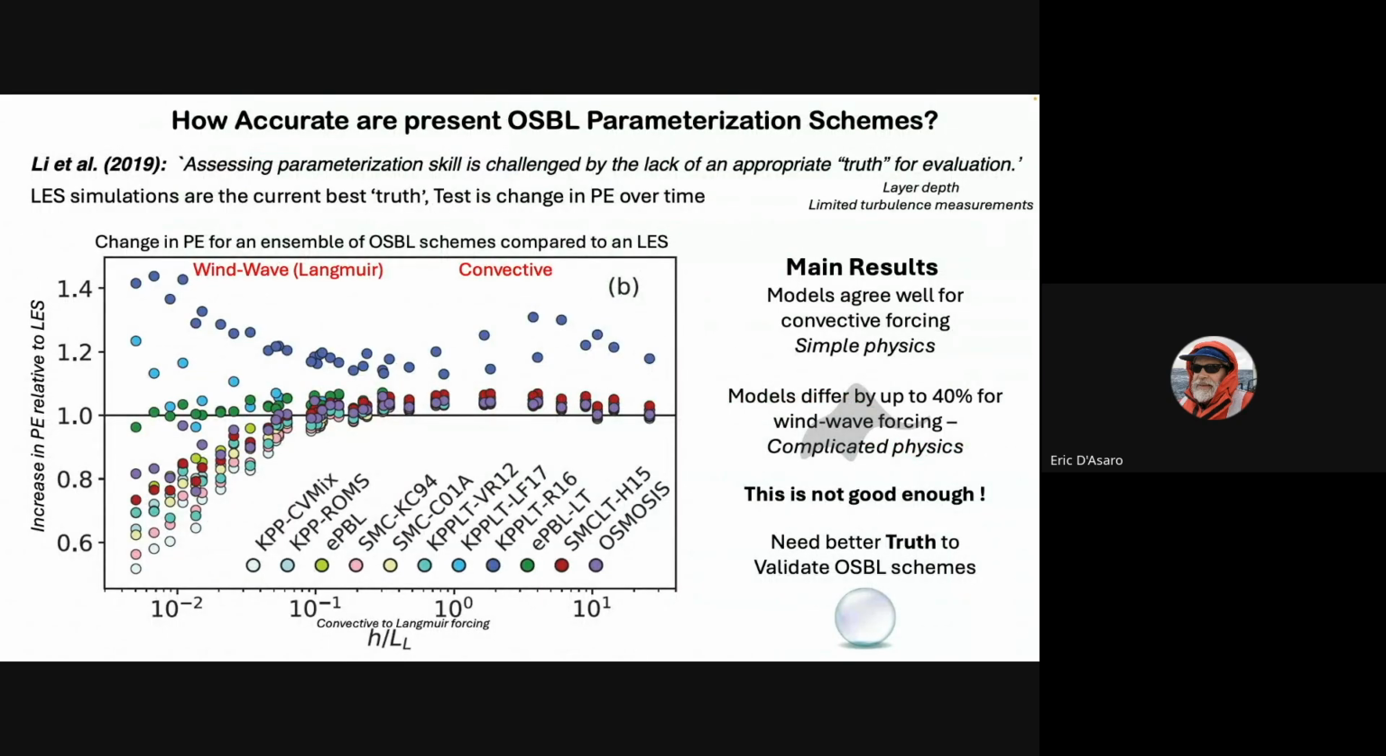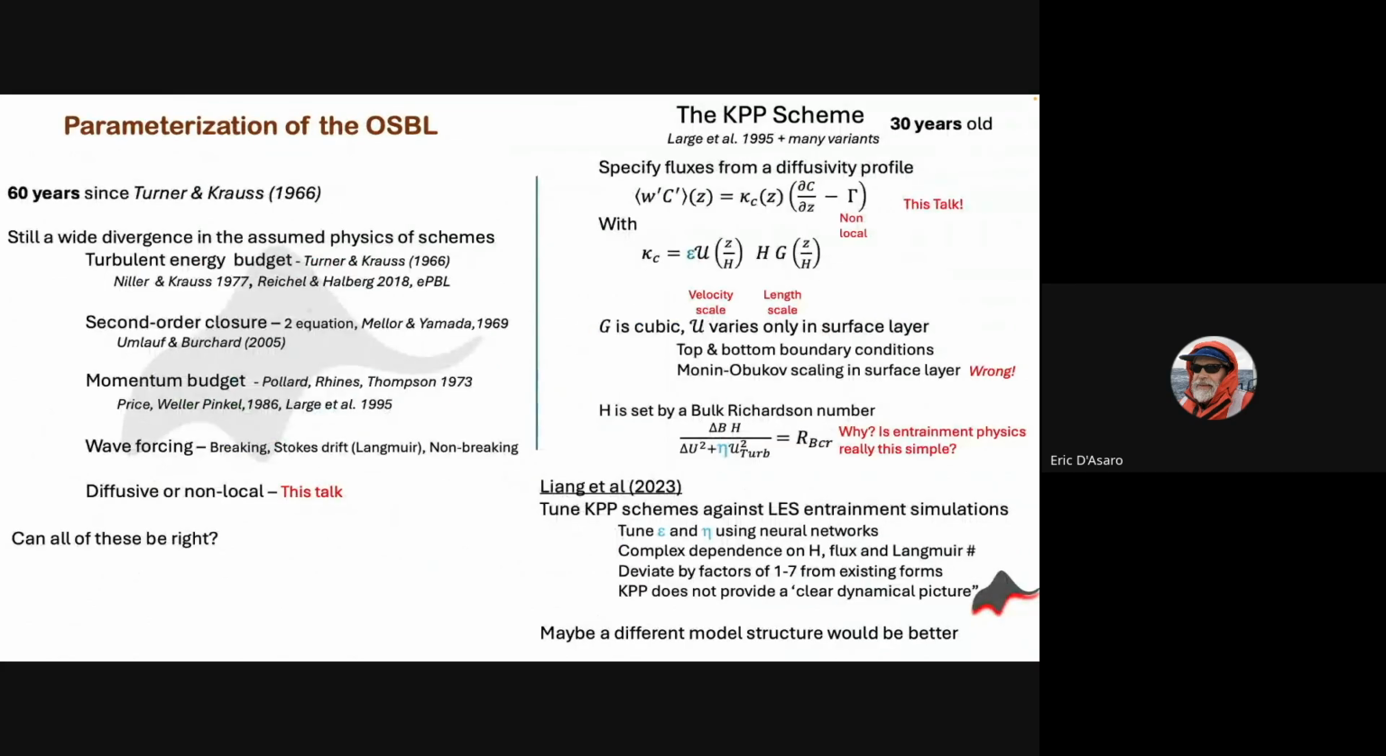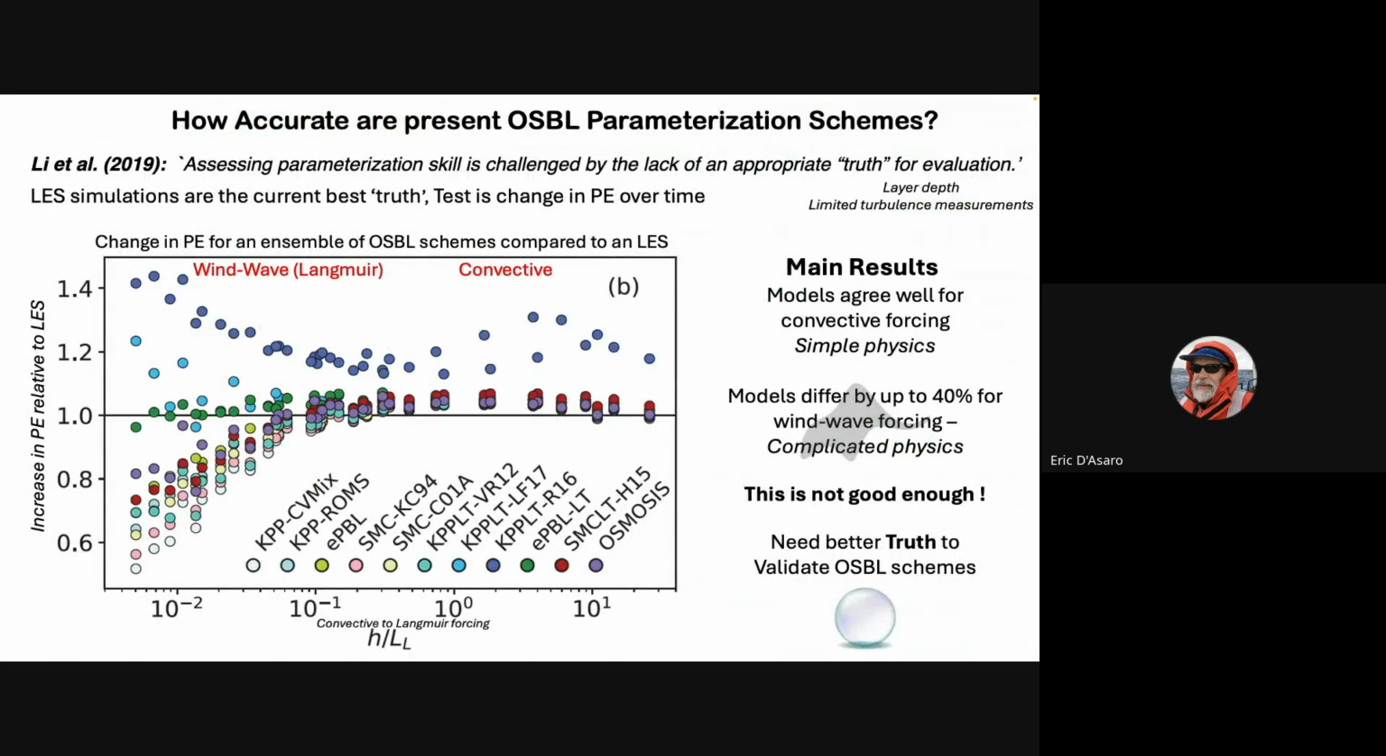So we have an upper ocean boundary layer. There are some parameterization schemes. How good are they? A nice paper by Lee in 2019 says, assessing parameterization scale is challenged by the lack of appropriate truth for evaluation. The truth basically consists of a lot of measurements of the depth of the layer and a few turbulence measurements in a lot of places. That's a bit of a challenge for me.